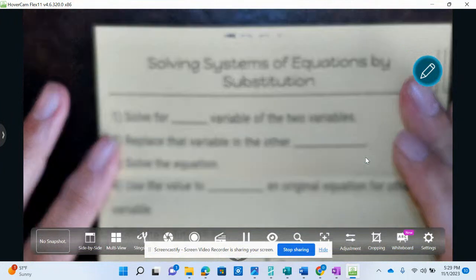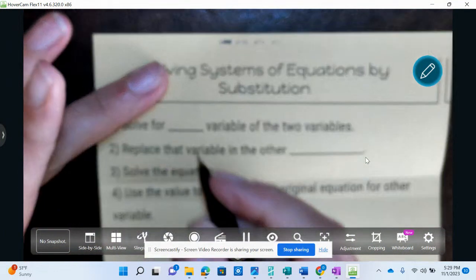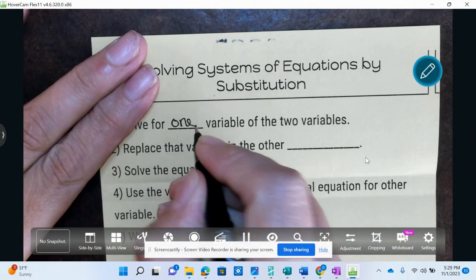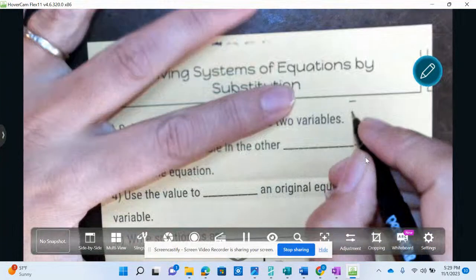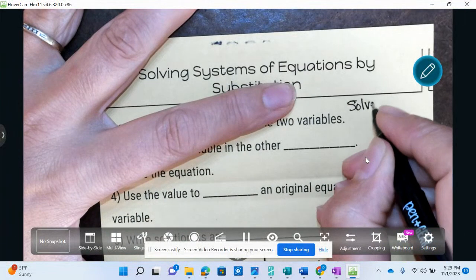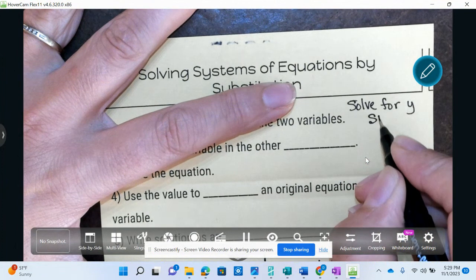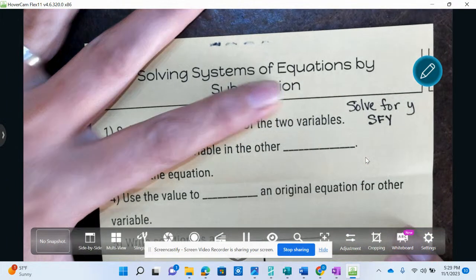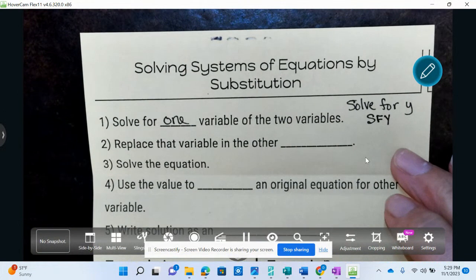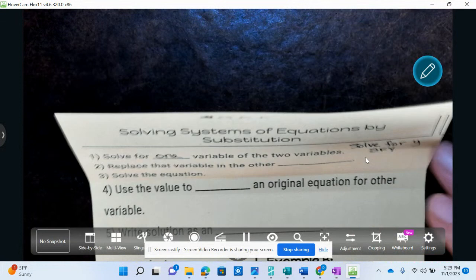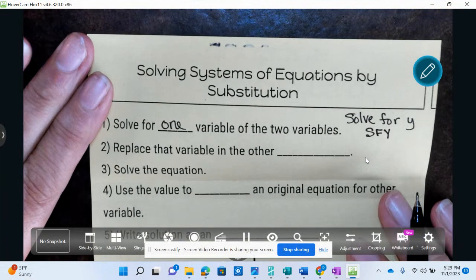Okay, so solving systems of equations by substitution. First, you're going to solve for one variable out of the two. Typically, we try to solve for y. However, I want you to solve for whatever variable has no coefficient or has a coefficient of 1. Try to isolate the variable that doesn't have a number attached to it.